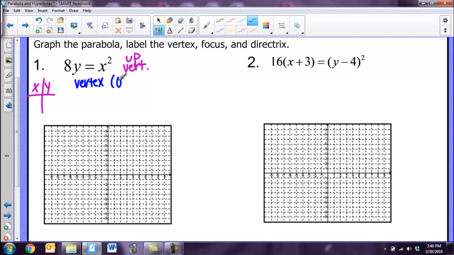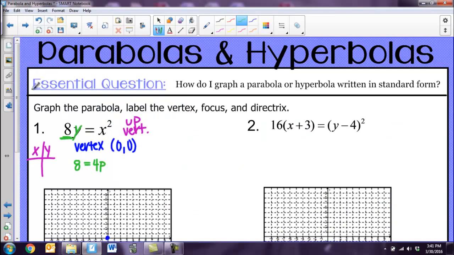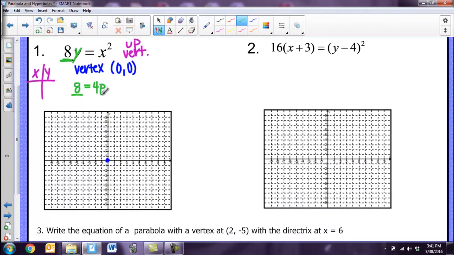or my center, is at 0, 0 because I'm not adding or subtracting anything to the x or the y. So my vertex is hanging out at 0, 0. And then if I want to figure out what my p value is, I look at the thing that's next to the not squared term. So my y is my not squared term. This number right here, that's equivalent to 4 times p. If you notice in the equation over here, there was a 4 built in. And so if I just want to find p, I need to set that whole thing equal to 4p. So if I just solve that guy out, I get 2 equals p.